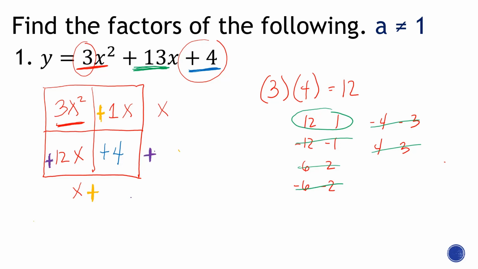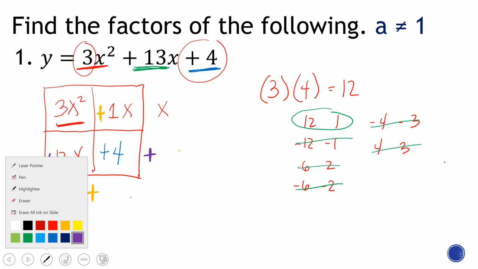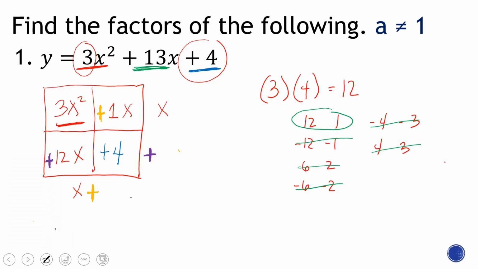Next, the next step is finding the GCF of any two numbers here, vertically and horizontally. Let's try 3 and 12. What's the GCF of 3 and 12? GCF means greatest common factor. Sometimes some people call that the largest common factor of 3 and 12. What is that? Okay, that is right. It's positive 3.